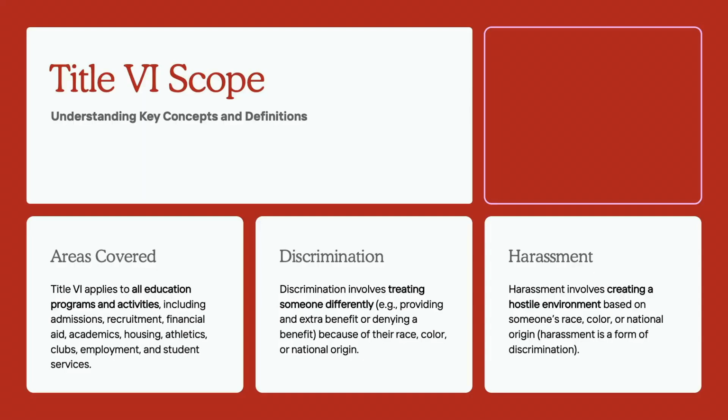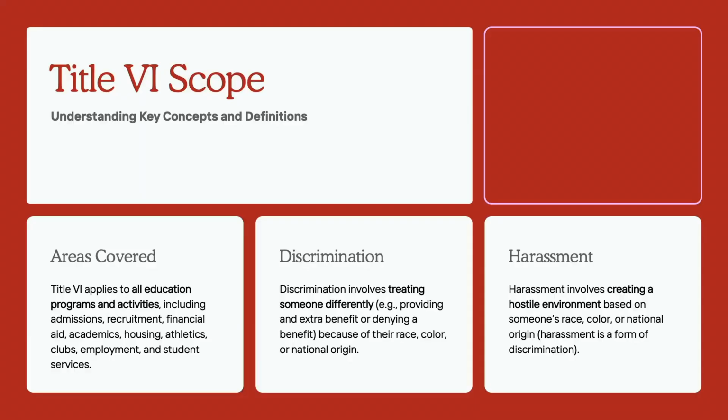Discrimination generally refers to treating someone differently or less favorably based on a protected characteristic as prohibited by law. An example of discrimination could be refusing to admit a prospective student to an academic program on the basis of their race, color, or national origin.